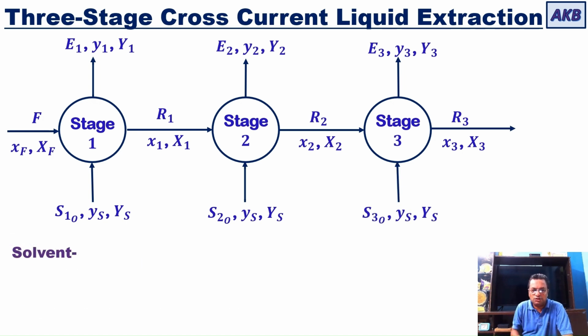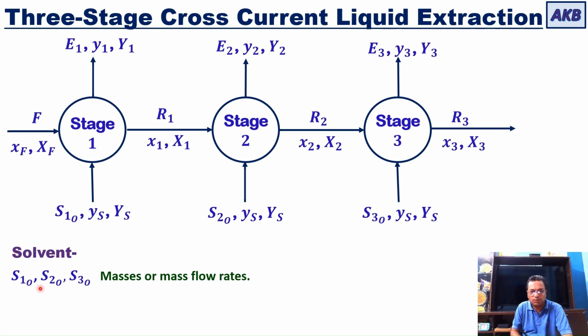So feed is described by F, the mass flow rate or mass, small xf, weight fraction of C, and capital XF, weight fraction of C on a C-free basis. Then the solvent that you use in this operation. You are using fresh solvent in each stage. So fresh solvent is admitted to stage 1, fresh solvent is admitted to stage 2, and fresh solvent is admitted to stage 3. In this case S10, S20, S30 are masses or mass flow rates of solvents, depending on whether it is a batch operation or a continuous operation.